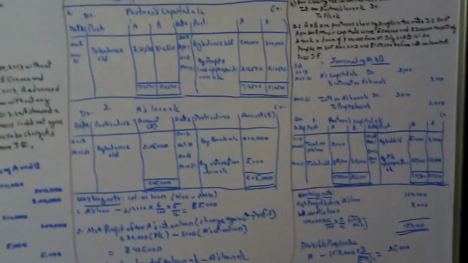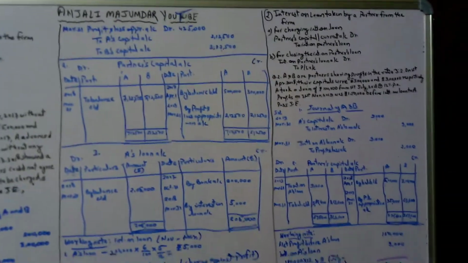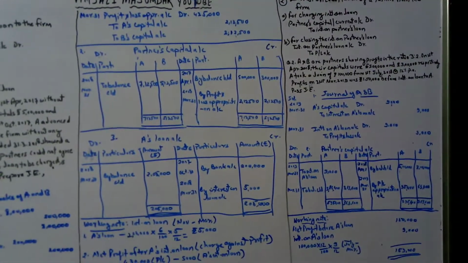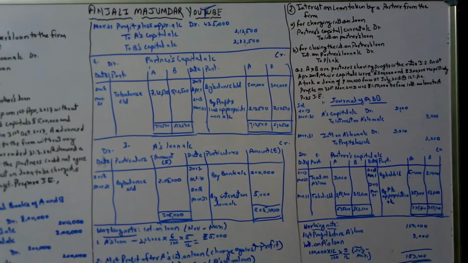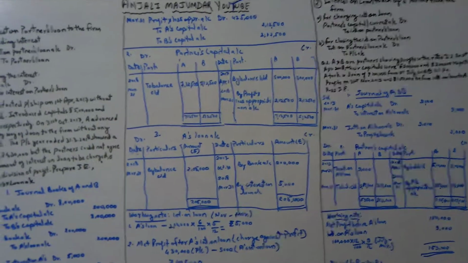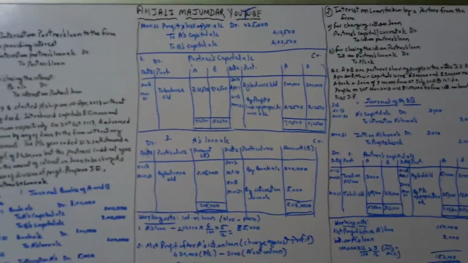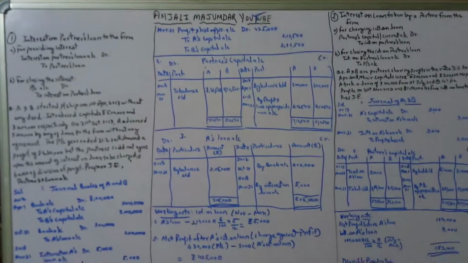This is the major difference between these two cases. Under case 2, you do not have to open a loan account, you directly enter into the capital account, which was not the case in the first case. And in the second case, this interest on loan is added to the profit. The reason is it is a profit or gain for the firm.